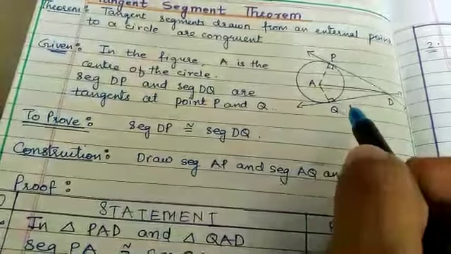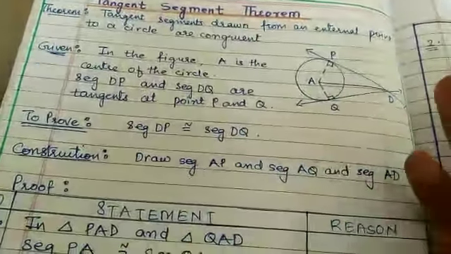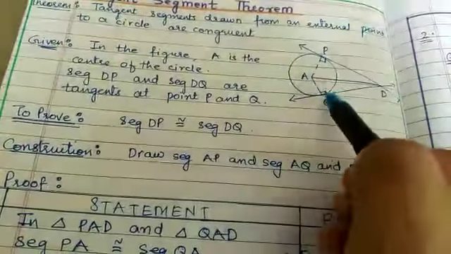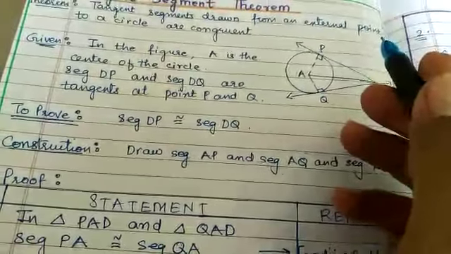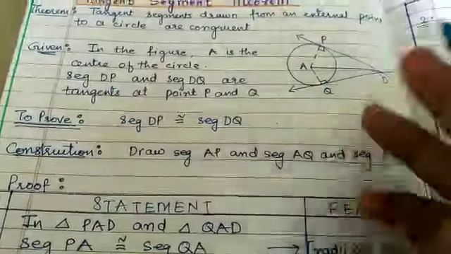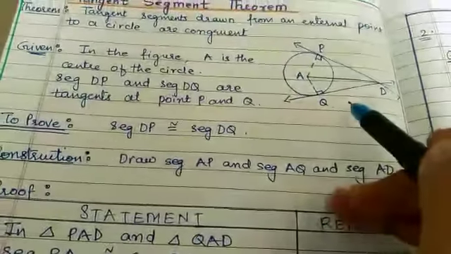Now what we will do is we are going to prove these 2 triangles congruent. If 2 triangles are congruent, then their remaining sides are also congruent. So we are going to first of all prove that the 2 triangles are congruent by hypotenuse side test. Which test? Hypotenuse side test.